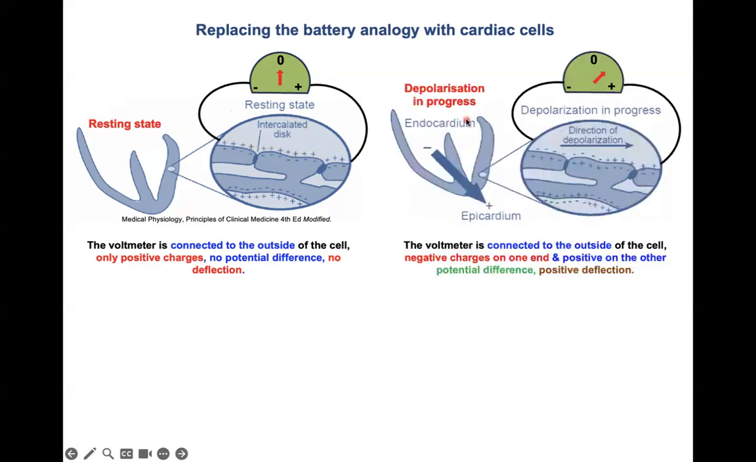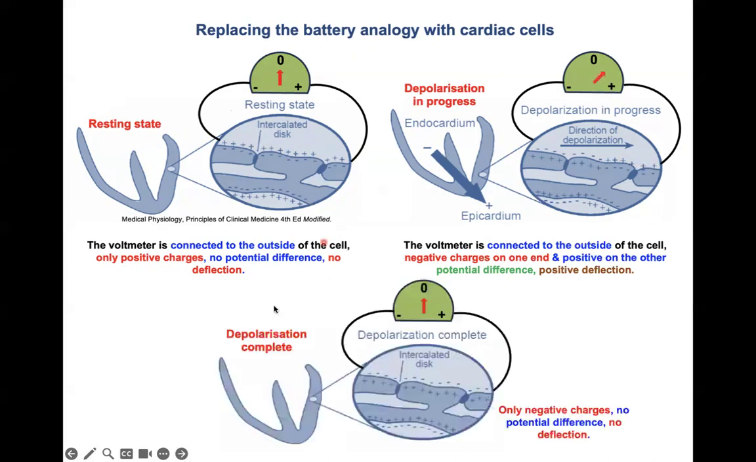Now we have depolarization in progress. On one end, negative charges, on the other, positive charges. The negative electrode of the voltmeter is facing the negative charges, the positive electrode facing the positive charges. So there will be a deflection and it will be positive. Depolarization complete. Here we see negative charges outside the cell. There's no potential difference, no voltage, no deflection.